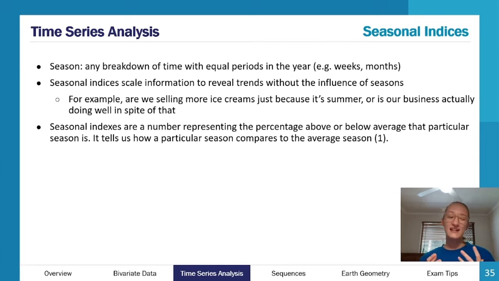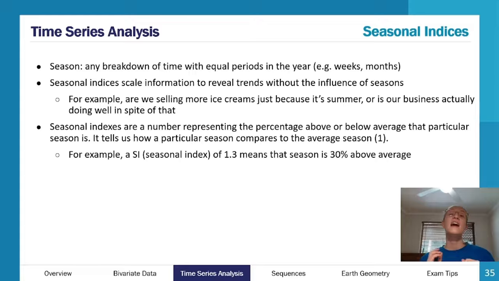So what are seasonal indexes? Seasonal indexes are a number representing the percentage above or below average that a particular season is. It tells us how a particular season compares to the average season. And the average season is always 1. So the sum of your seasonal indices will always equal the number of seasons that you have. For example, if we're looking at quarters, so summer, autumn, winter, spring, our seasonal indices should add up to 4 because the average of the season is 1. Whereas if we're looking at months, our seasonal indices will add up to 12 because we have 12.